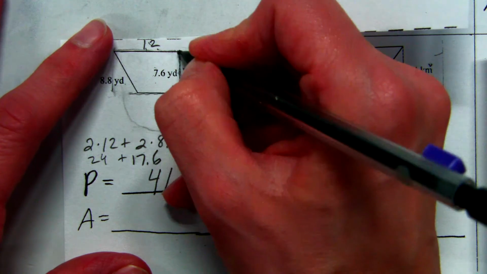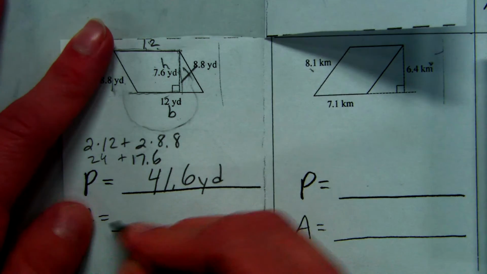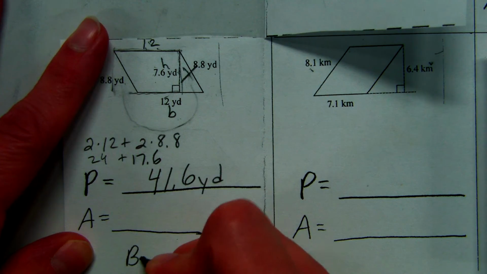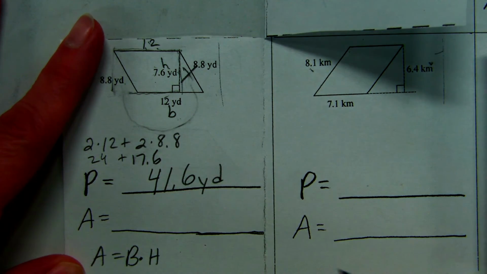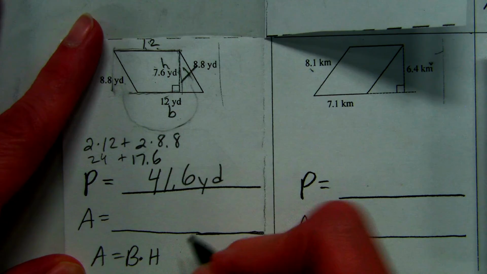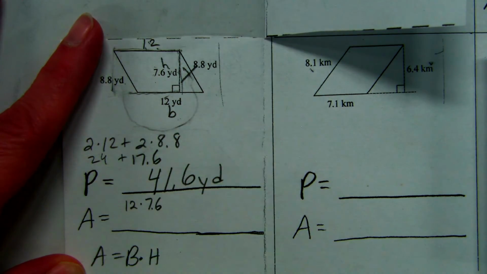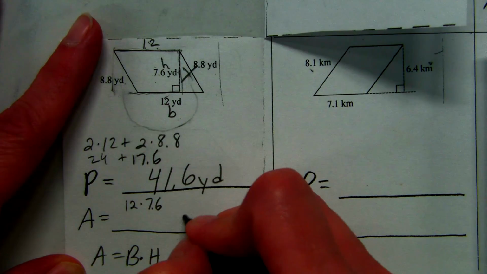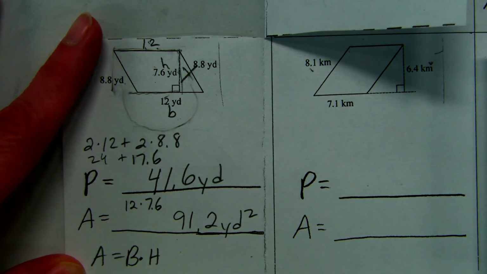So this is a base, and then this that goes straight up is the height. And so for the area formula, you take base times height. So there's a formula you may want to write down. And so for this problem, what we're going to do then is just take the 12 times the 7.6. So 12 times 7.6 is 91.2, and that'll be yards squared.